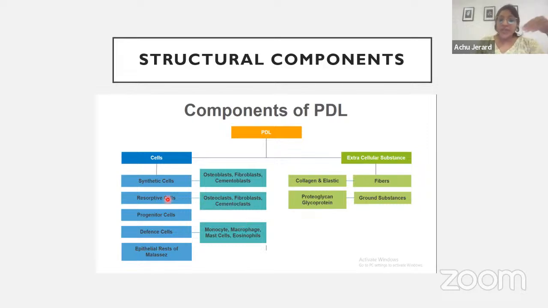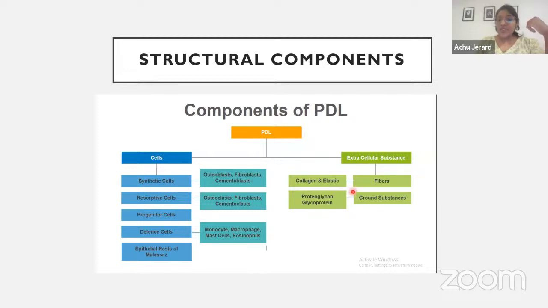It has both synthetic and resorptive cells and their progenitor cells, because for the cells to come, there should be some precursor cells. This PDL also has defense cells related to it, the ones which fight when disease or infection comes, like monocytes, mast cells, and eosinophils. It also has the epithelial rests of Malassez, which are remnants of Hertwig's root sheath epithelium. When root formation happens, the sheath usually degenerates, but some remnants remain, so they are also seen in the PDL.